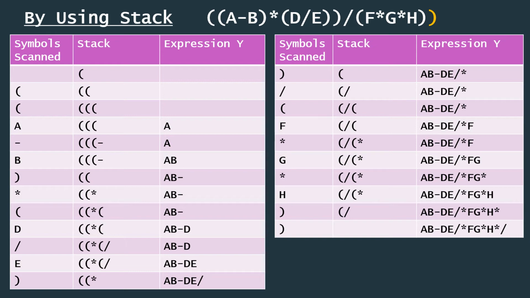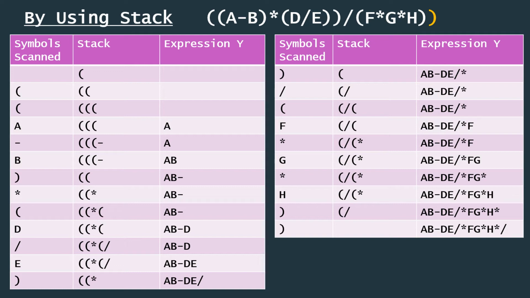Then G is one operand that will go to the expression. Then another multiplication operator will come. But here there is already one multiplication operator present in the stack, which is having the same priority as this operator. So the previously existing multiplication operator will be popped from the stack and it will be appended with the expression. And this new multiplication operator will be pushed into the stack. Now h is one operand that will go to the expression.